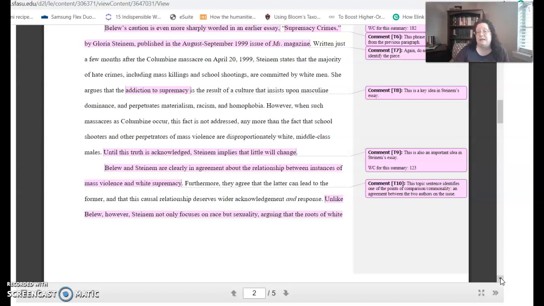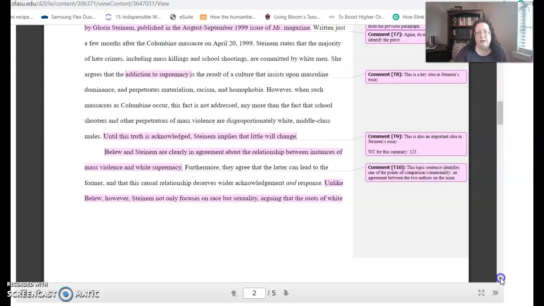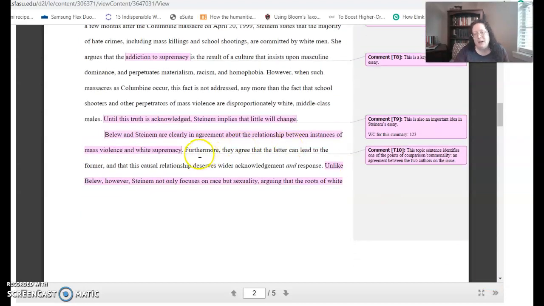And then what I need to do next is I need to supply evidence for what I'm talking about. In other words, I need to pull from these two articles examples from them to show that this is what they're talking about, that this is something they are clearly in agreement about. So the next thing that I'll do, and you'll actually see between the two things that are highlighted on this particular paragraph, that I also point out something else that they share in common, that they agree that the latter, the idea of white supremacy, can actually lead to the former. It's not only that there's a relationship between the two, but that one actually causes or leads to the other.